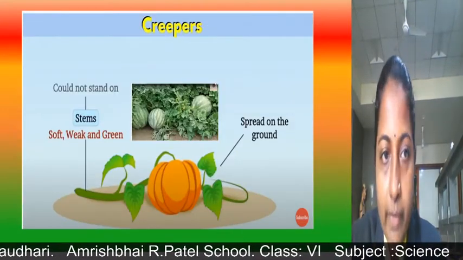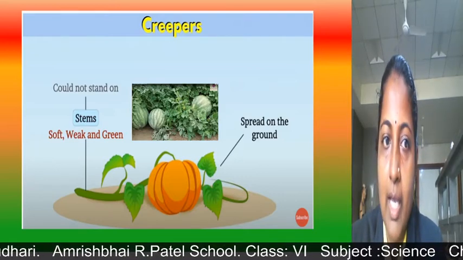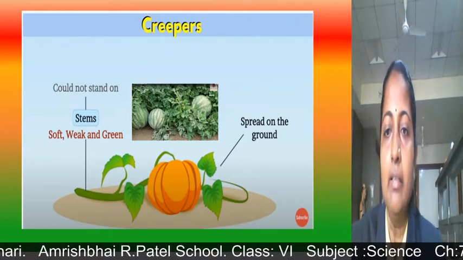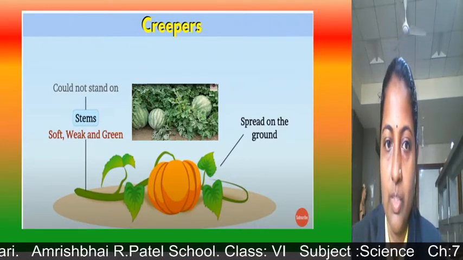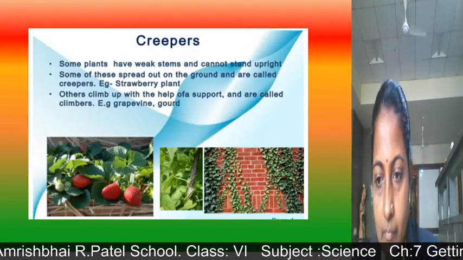Now we will see about creepers. Creepers could not stand and they are having soft, weak and green stem and they are spreading on the ground. Example, here pumpkin and watermelon.